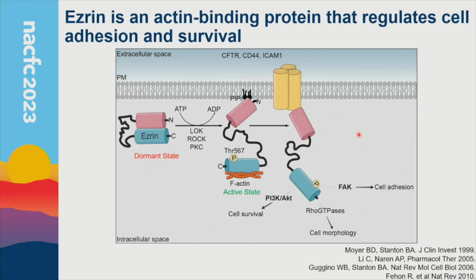So what is this ezrin? Ezrin is an actin-binding protein which cross-links the plasma membrane and actin filaments upon activation by phosphorylation through kinases. It helps in organization of transmembrane receptors such as CFTR, CD44, ICAM1, and integrins, which are essential for cell adhesion. And through this organization of transmembrane receptors, it facilitates signaling in cell survival and cell adhesion through the FAK pathway.